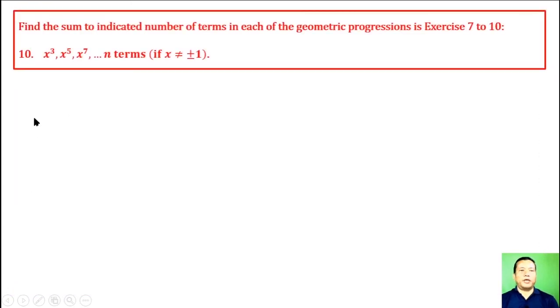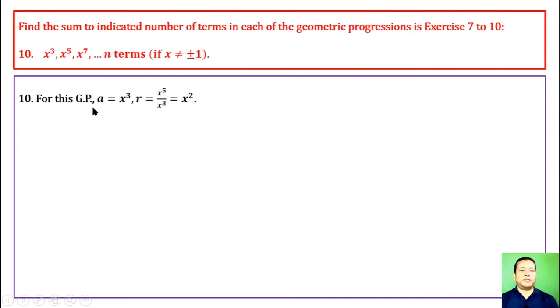For question number 10, x cube, x power 5, x power 7, up to n terms, if x does not equal plus minus 1. For this GP, first term a is x cube, common ratio is the second term divided by the first term, that is x square. Therefore Sn equal to, giving the respective values, we get this. After simplification, we get this, which is the sum to n terms.